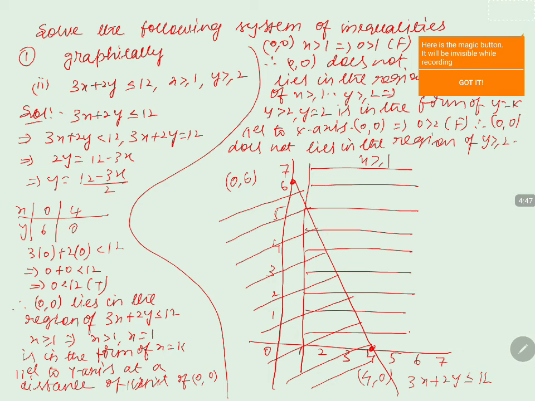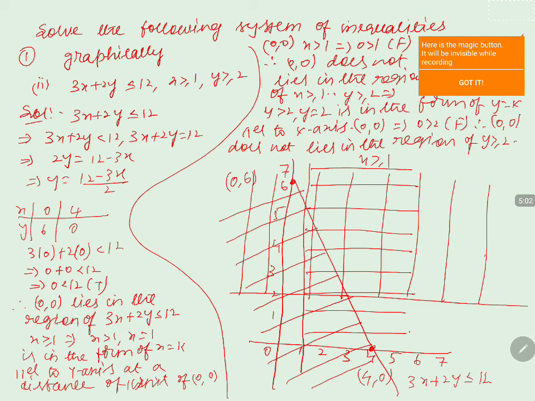Y greater than or equal to 2. Y is equal to 2 is a line which is parallel to x-axis. If we substitute origin, we got the result as false. So we should draw the lines away from the origin. So this is the region where you are going to draw the lines. We will call this one y greater than or equal to 2.